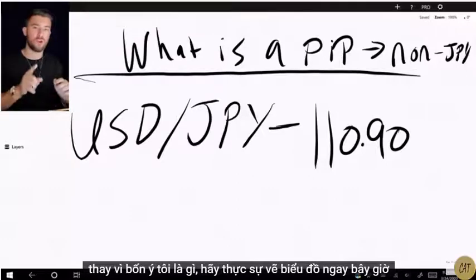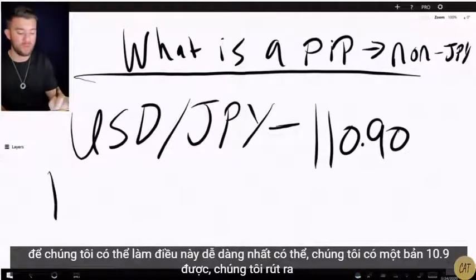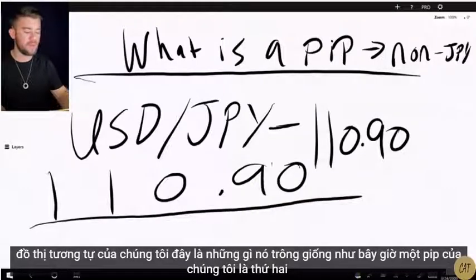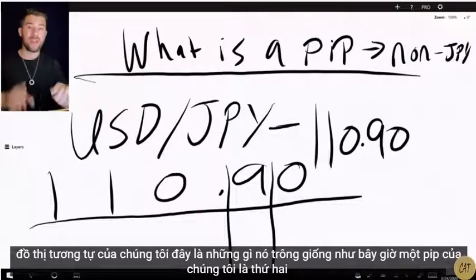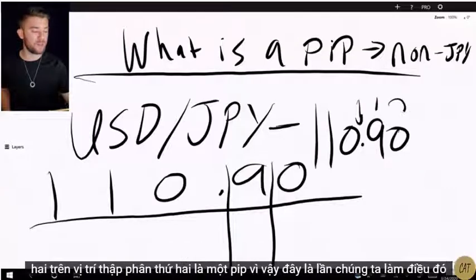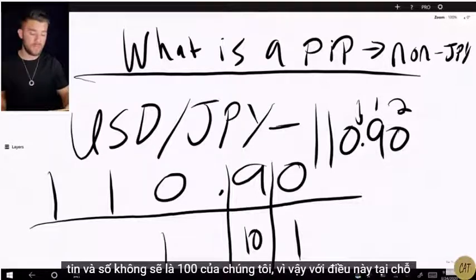Let's actually draw the graph right now so that we can make this as easy as possible. We have 110.90. Okay, we draw our same graph. This is what it looks like now. Now, our 1 pip is the second decimal place, so what do we have to do? We see our decimal right there. We go 1, 2. On the second decimal place is 1 pip. So what does that mean for the 9 in this specific case? That means the 9 is going to be our 10s, and the 0 is going to be our 100s.